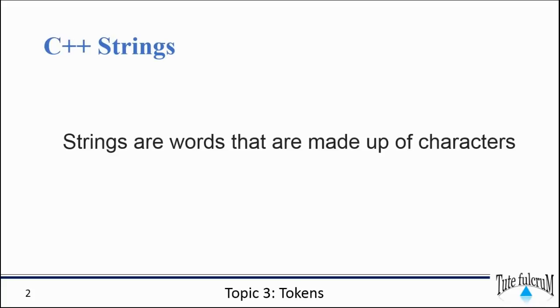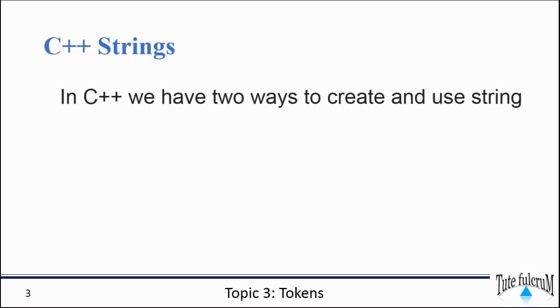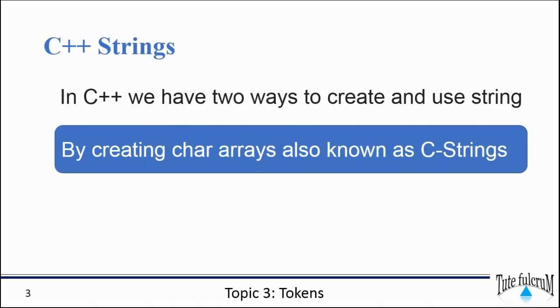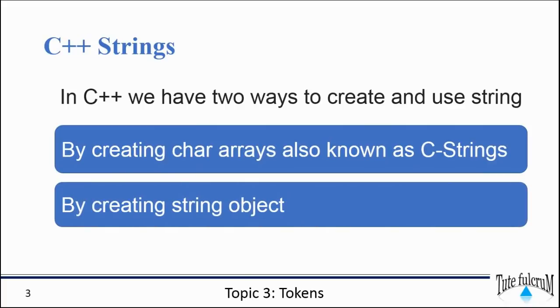Strings are used for storing text. Strings are words that are made up of characters. Hence, they are known as sequence of characters. In C++, we have two ways to create and use strings: by creating character arrays and treating them as strings, and by creating the string object. Let's discuss these two ways of creating strings first, and then we will see which method is better and why.